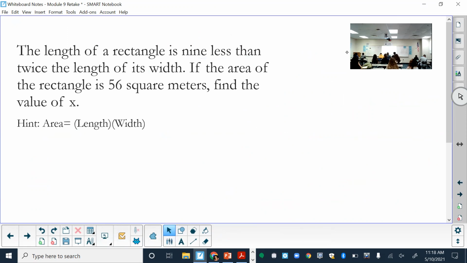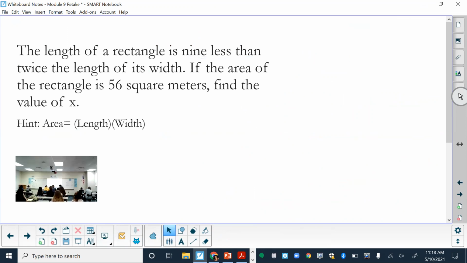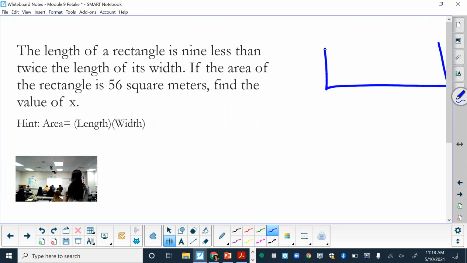So here we have a similar example, not exactly the same, but close enough. The length of a rectangle is 9 less than twice the length of its width. If the area is 56 square meters, find the value of x. All right, so let's draw out a rectangle, and we have length and width here. It talks about what the length is, that it's 9 less than twice the width.